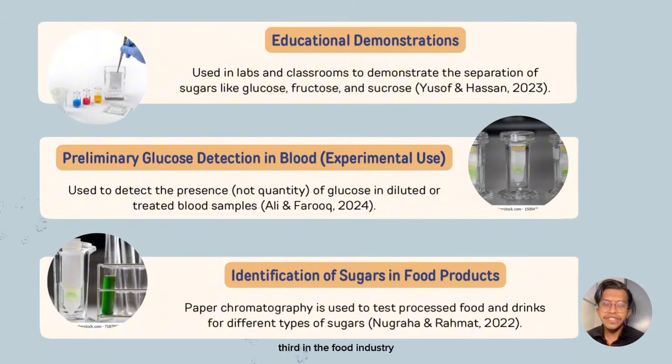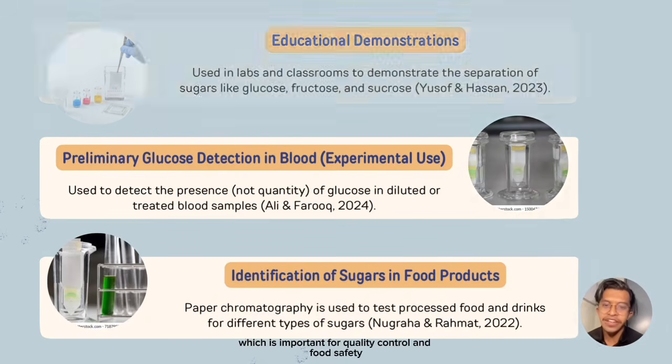Third, in the food industry, paper chromatography is commonly used to detect different types of sugars in processed products like soft drinks, syrup, and candies. This method ensures accurate sugar content, which is important for quality control and food safety.